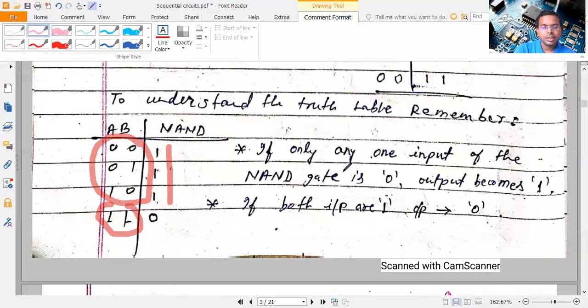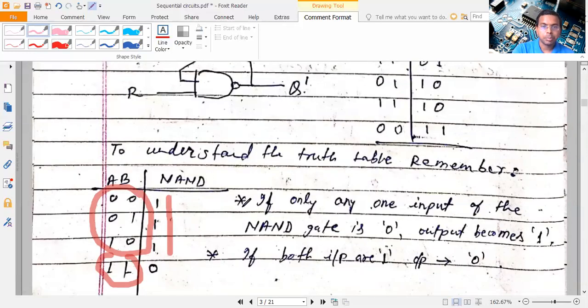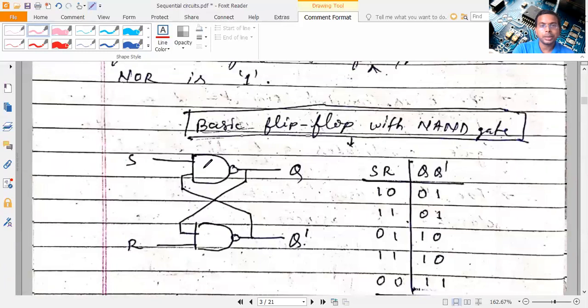So in NAND gate, if only one input we know, and that is 0, the output can be determined. The output will become 1. No, both the inputs are not required. So this is the property of NAND gate, and based on that property we can analyze this very easily. So at least one input should be 0. So let us start SR with 1, 0.